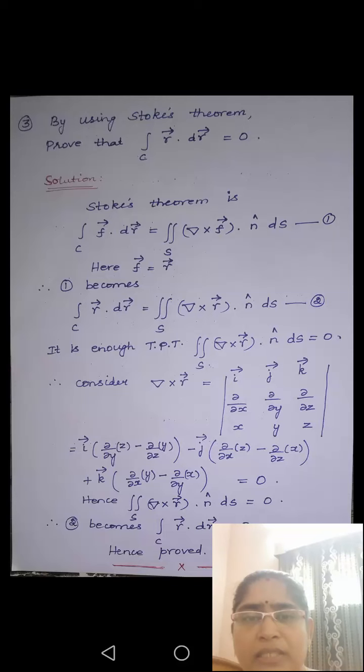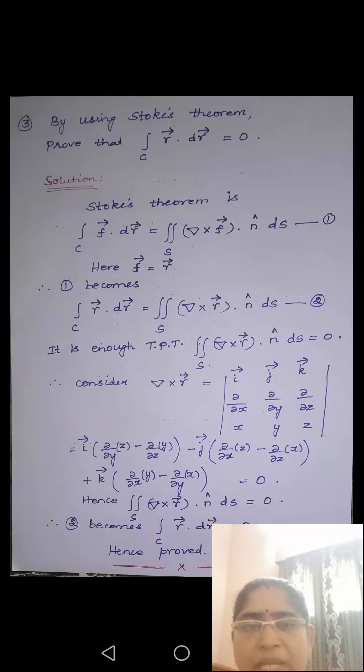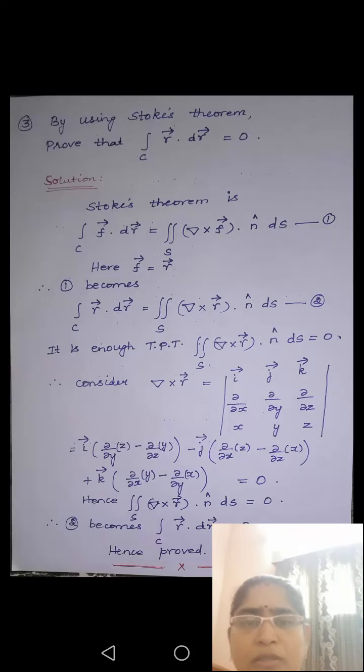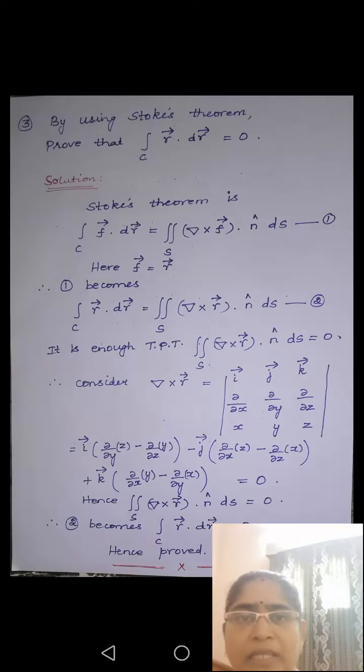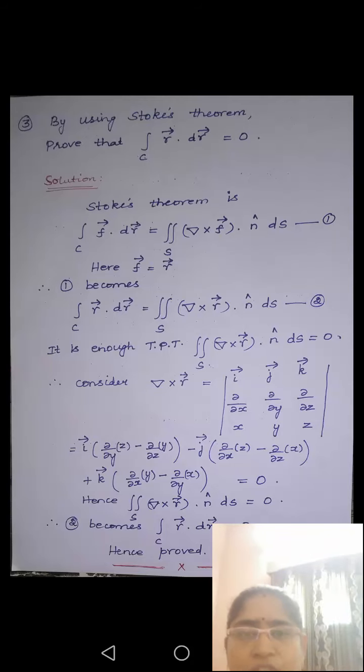When you evaluate this determinant, the value of del cross r vector is equal to 0. Hence, we will be getting double integral over S del cross r vector dot n cap into ds is equal to 0. Therefore, equation 1 becomes integral over C r vector dot dr vector is equal to 0. Hence, we have proved the problem as integral over C r vector dot dr vector is equal to 0.